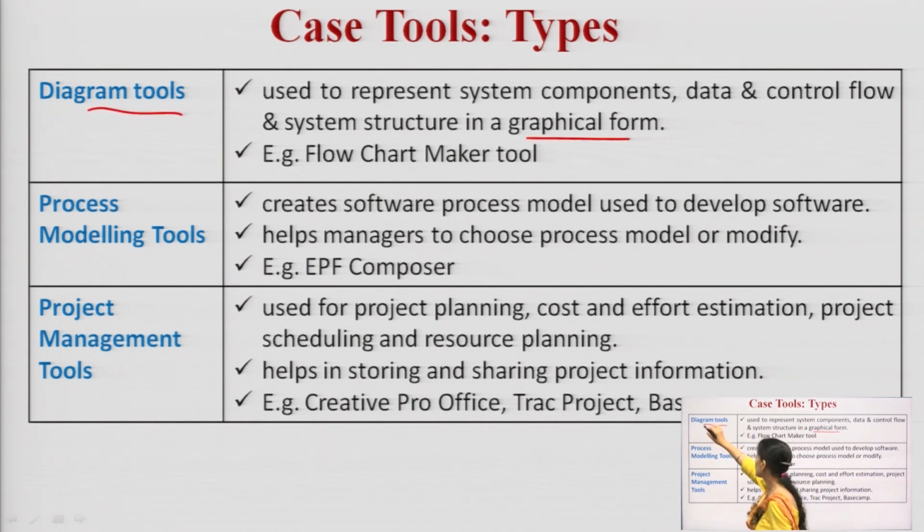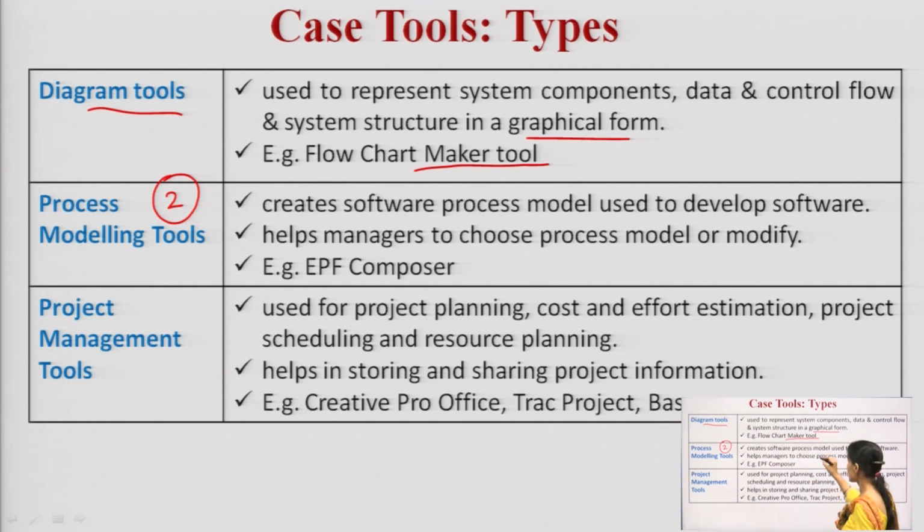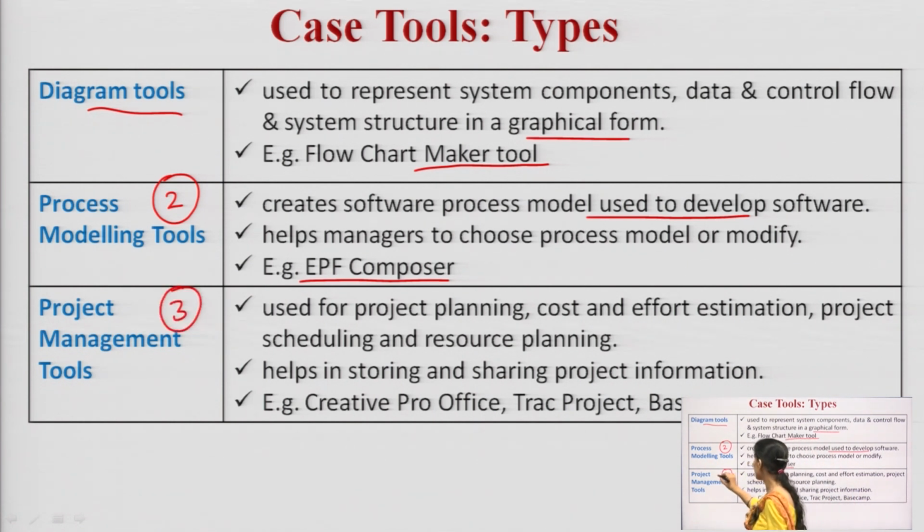A commonly used diagram tool is the flow chart maker. The second is the process modeling tool. This tool creates the software process model to develop the software. A commonly used tool is EPF Composer. The third kind of tool is the project management tool, used for project planning, for estimating the cost and effort of my project, for scheduling and for resource planning. The commonly used tools are Creative Pro Office, Track Project and Basecamp.